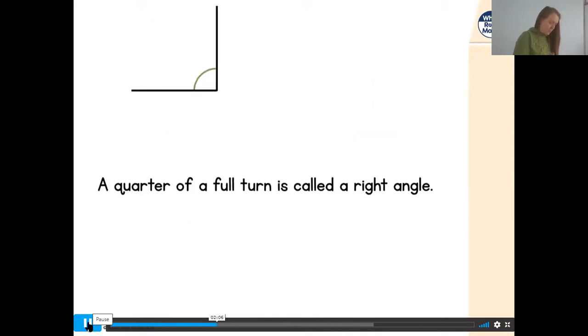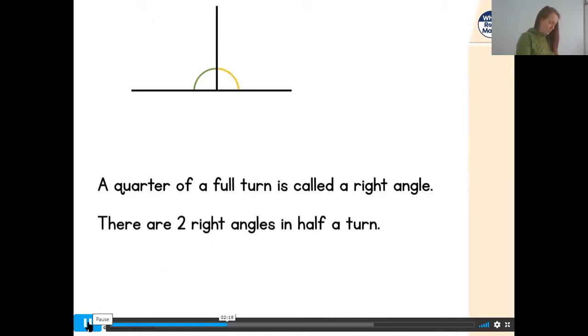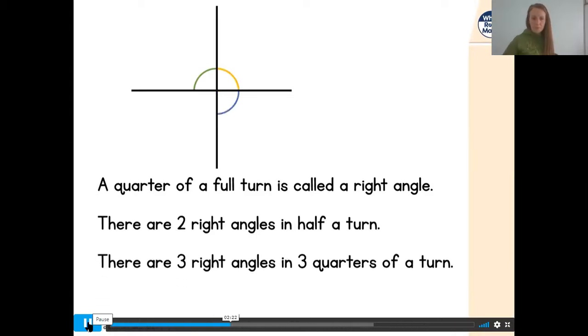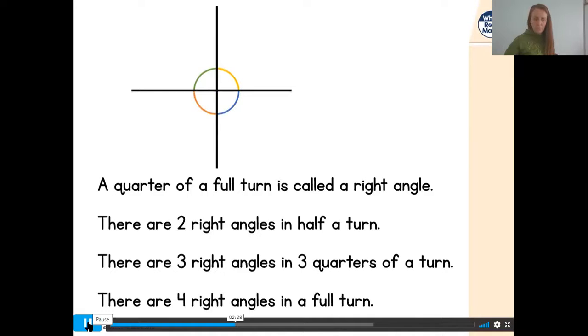And we call a quarter of a full turn a right angle. And that's one of the most important angles that we can learn about. A quarter of a full turn is a right angle. So there are 2 right angles in half a turn. There are 3 right angles in 3/4 of a turn. And for the full turn, there are 4 right angles.